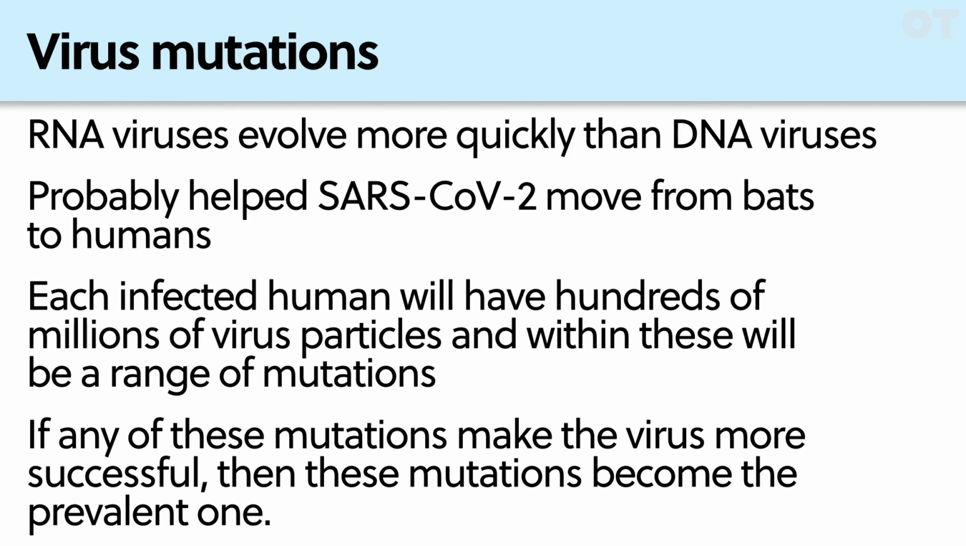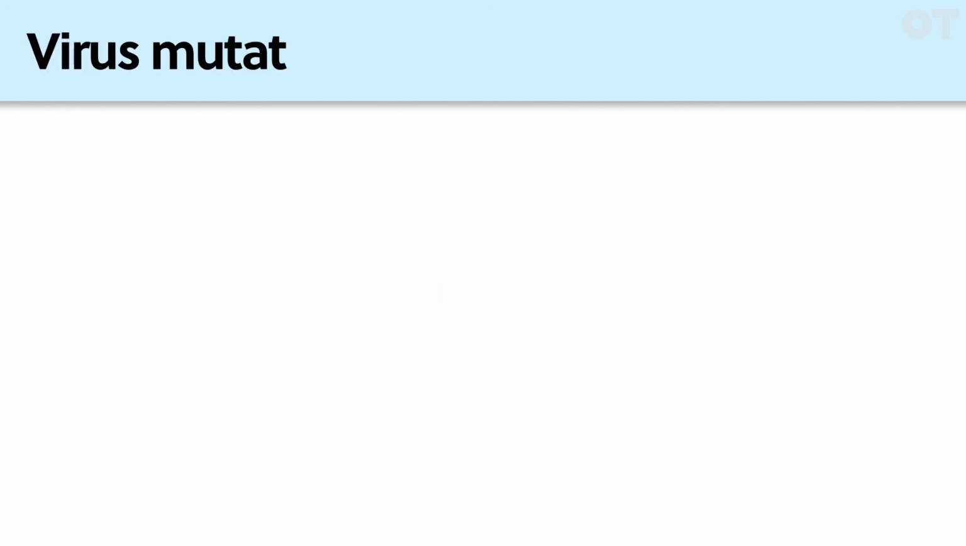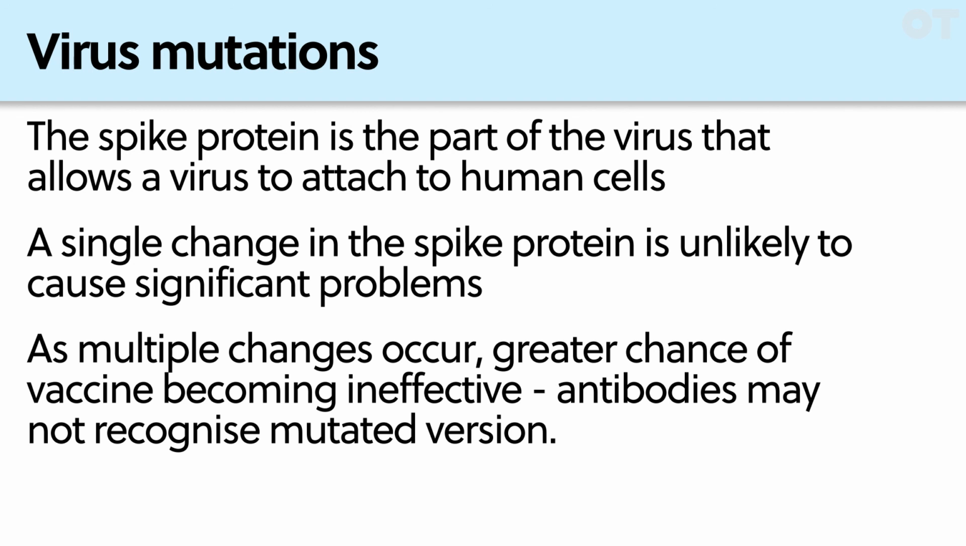If one of those mutations makes the virus far more successful, then these mutations are likely to become the prevalent one. And that is what we've seen as we've gone through this pandemic, that we've seen some new variants become prevalent because they spread quicker or they're easier to transmit. And when we're talking about a mutation, what we're actually talking about is the spike protein. And that's the part of the virus that lets it bind to the human cell, almost the key to the lock on the human cell.